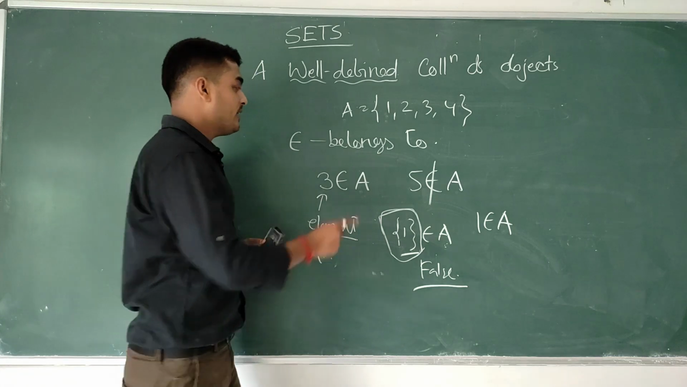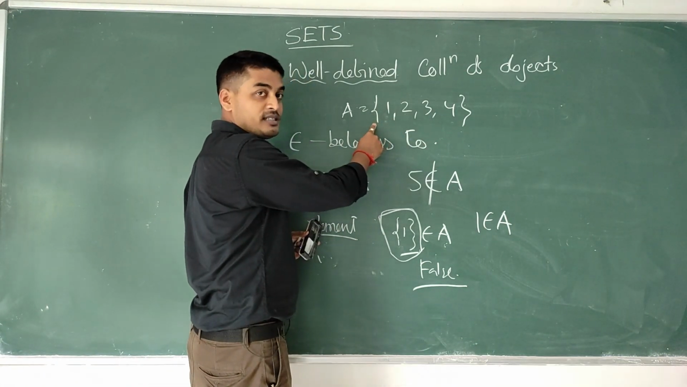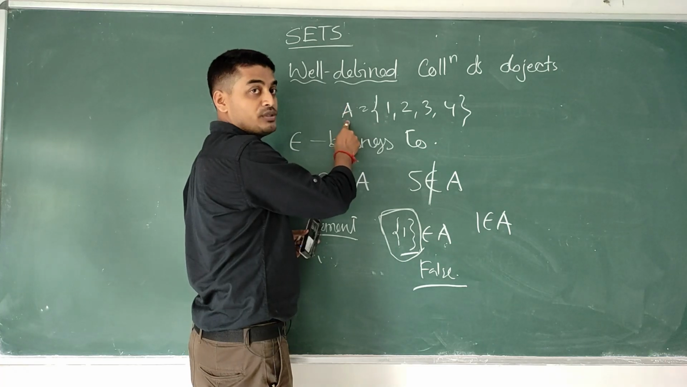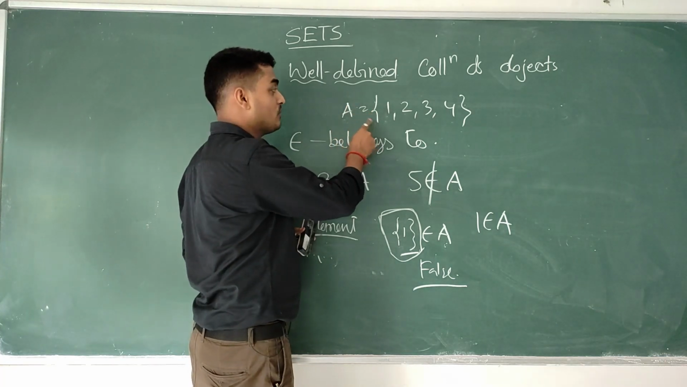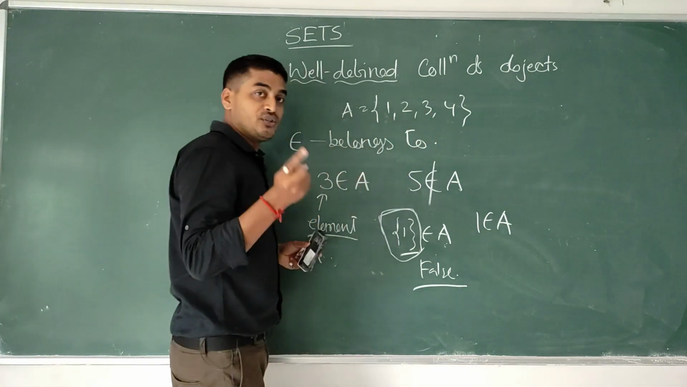Okay, and what I have told? After mentioning the objects, you have to use curly brackets to represent it, and one capital letter should be written to give the name. Writing a capital letter to give the name is necessary. Commas should be there and repetition is not allowed.